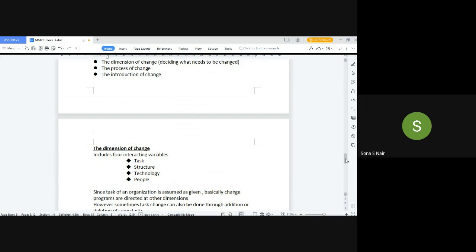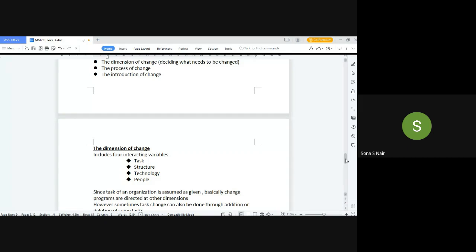Now the task would mean the activities which are being done by the organization. Basically, task means the business of the organization. What business are they in? What activities are they in? What kind of utility are they creating for the society? So that is the basic reason for existence of the organization. So generally the task is given, is fixed. It does not change. Generally.